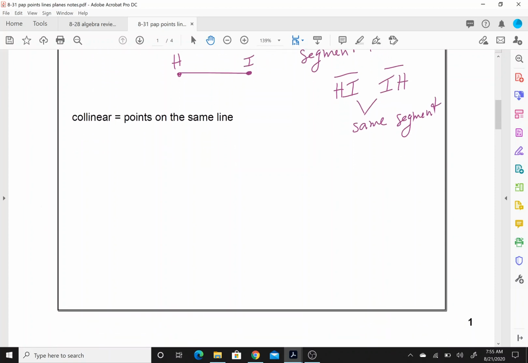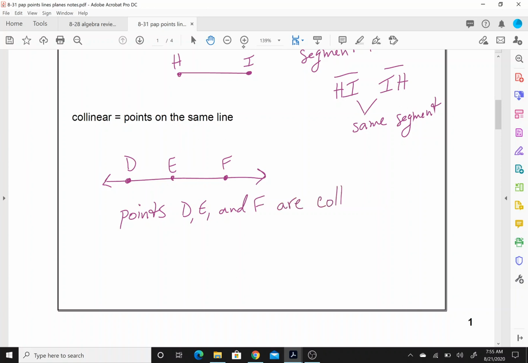Collinear. That just means points that are on the same line. So here's our line. You can have points D, E, and F. Points D, E, and F are collinear. Collinear, because co means together and linear means line, together on the same line.